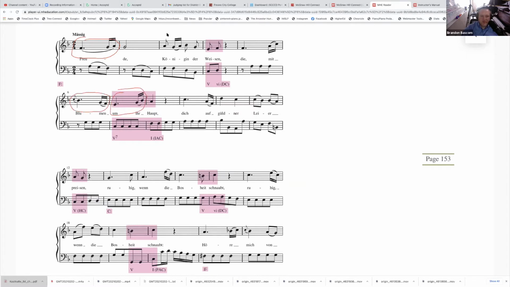Are we seeing it? And they're calling this a motive. Cool. Are we okay?